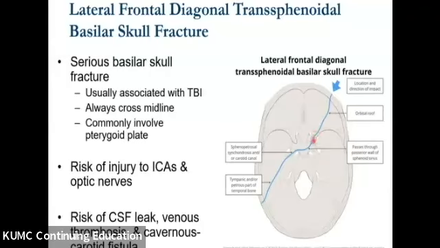And then it crosses at the posterior wall of the sphenoid sinus, and comes in close proximity to the carotid canal, which is here. So you'd be at risk for an ICA injury, cavernous carotid fistula, and then it exits along the contralateral tympanic or petrous portion of the temporal bone. So here you'd be at risk for a CSF leak or venous thrombosis.